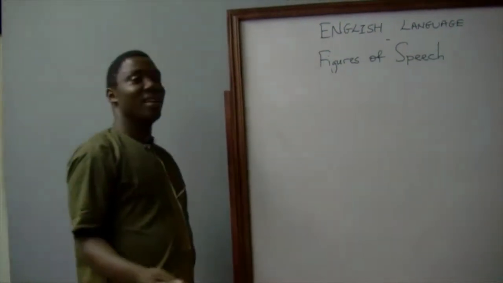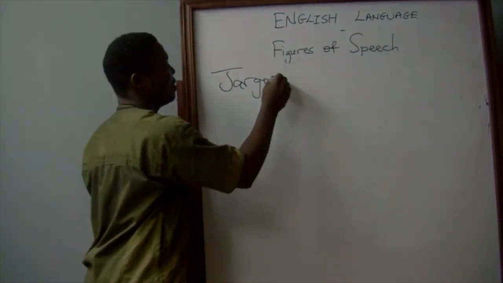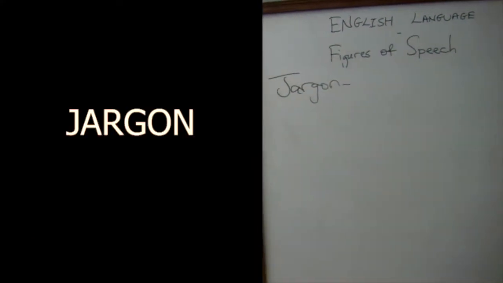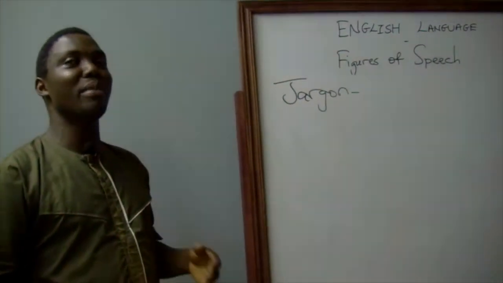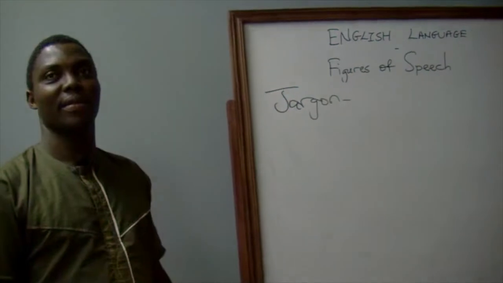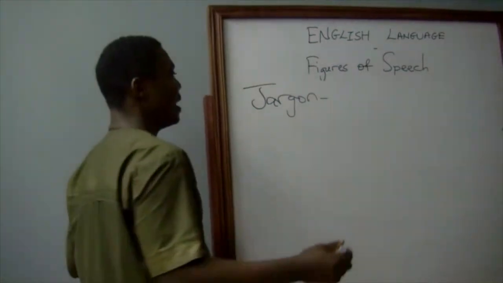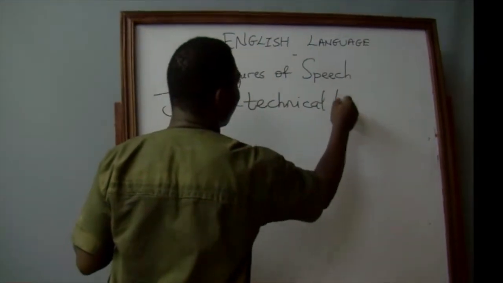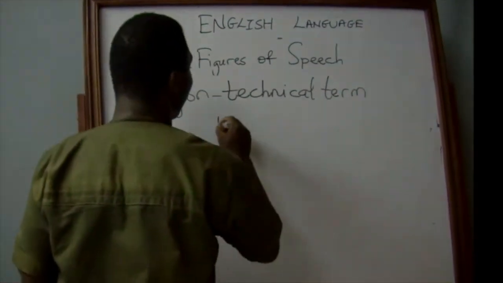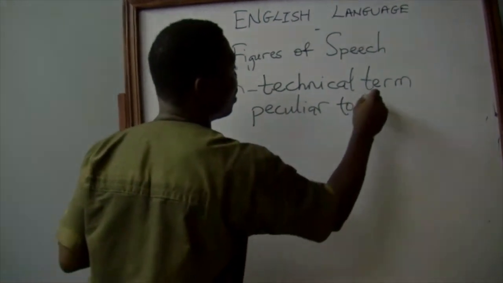We are considering another figure of speech, and that is jargon. In Nigerian context, the word jargon means nonsense. But really, it is a figure of speech in which you use a particular word meant for a particular profession in a work of literature. And so jargon will mean a technical term peculiar to a profession.